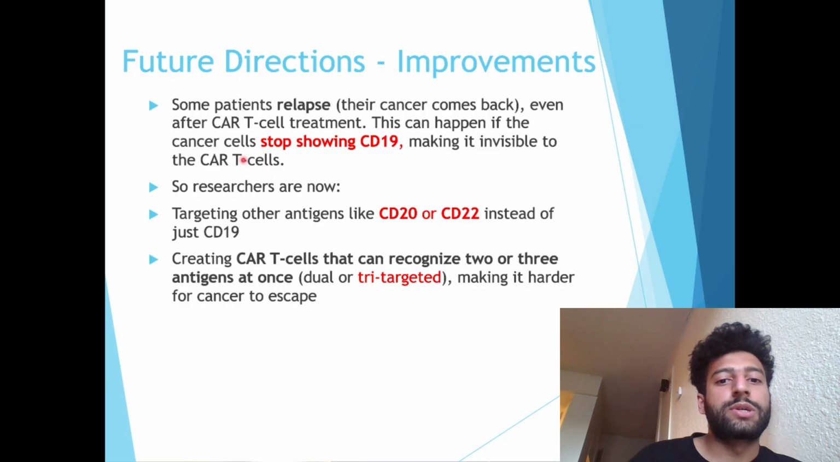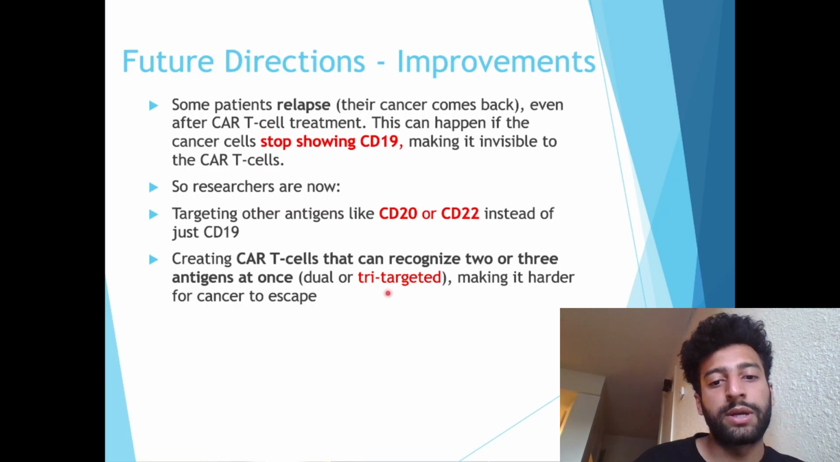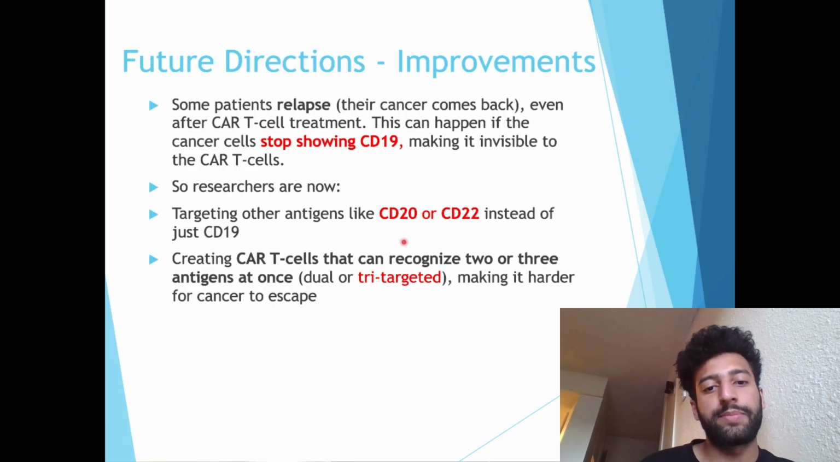So now researchers are obviously working to treat solid tumors with this, and they are also identifying more than two antigens, which is called a tri-targeted approach, so that the cancer won't be able to escape. That means creating CAR T cells that can recognize two or three antigens at the same time.